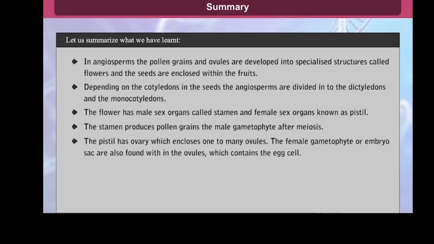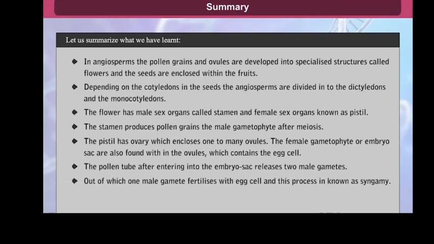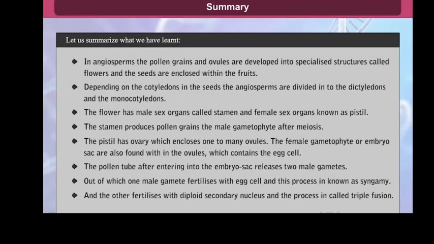The pistil has ovary, which encloses one to many ovules. The female gametophyte or embryo sac is also found within the ovules, which contains the egg cell. The pollen tube, after entering into the embryo sac, releases two male gametes, out of which one male gamete fertilizes with the egg cell, and this process is known as syngamy, and the other fuses with the diploid secondary nucleus, and the process is called triple fusion. This phenomenon of two fusions in angiosperms is known as double fertilization.